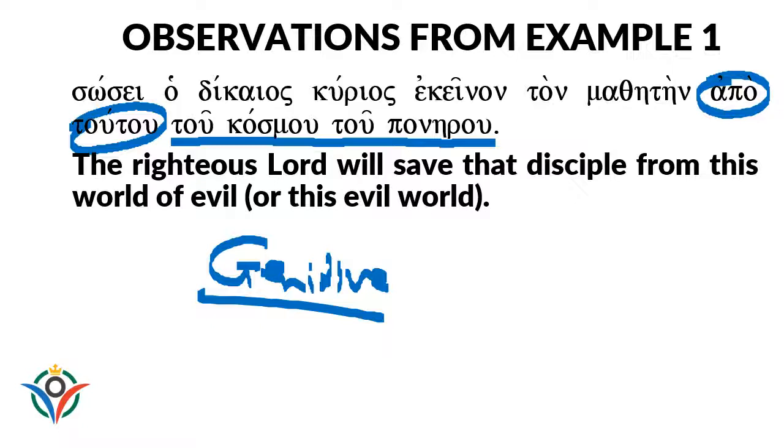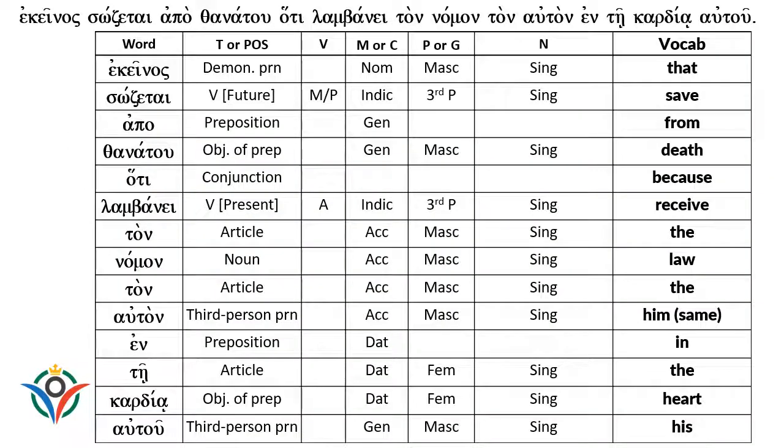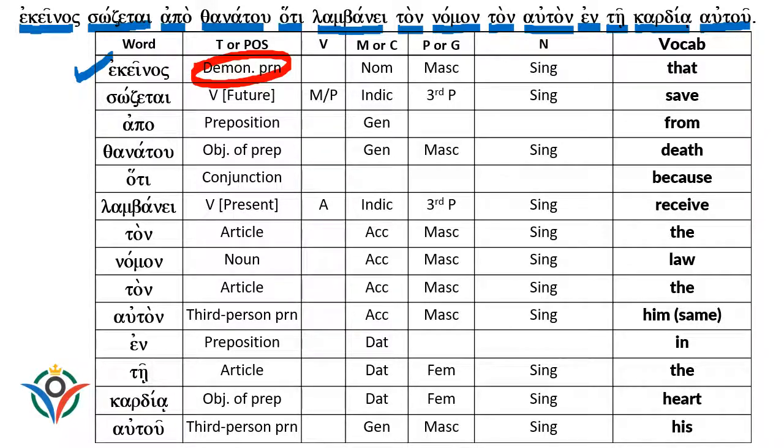Good. Well, let's now move on to our final translation for this lesson. So a second example reads as follows: Ekeinos sozetai huper thanatou hoti lambanei ton nomon ton auton en te kardia autou. So let's do our parsing sheet together. We have ekeinos, which is our demonstrative pronoun.